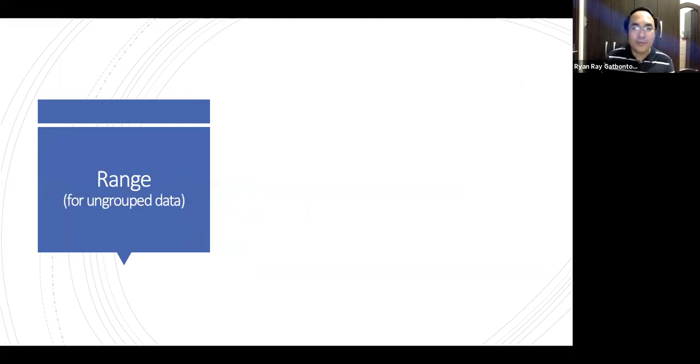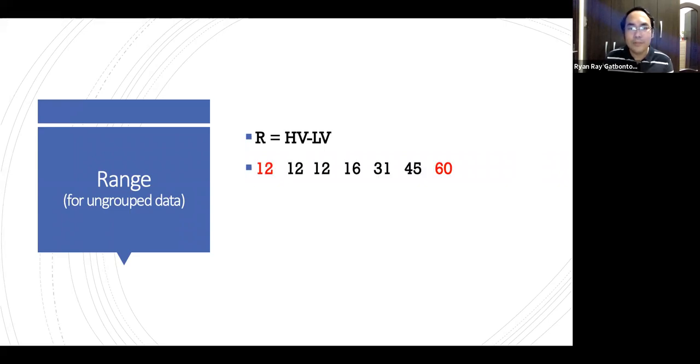To get the range for an ungrouped data, we just have to subtract the lowest value from the highest value. Given this set of data, we identify the highest and lowest value. It is good that we arrange this in an ascending or descending manner so that we can easily identify the highest value and the lowest value. In this case, it is 60 minus 12. Therefore, the range of this data set is 48.